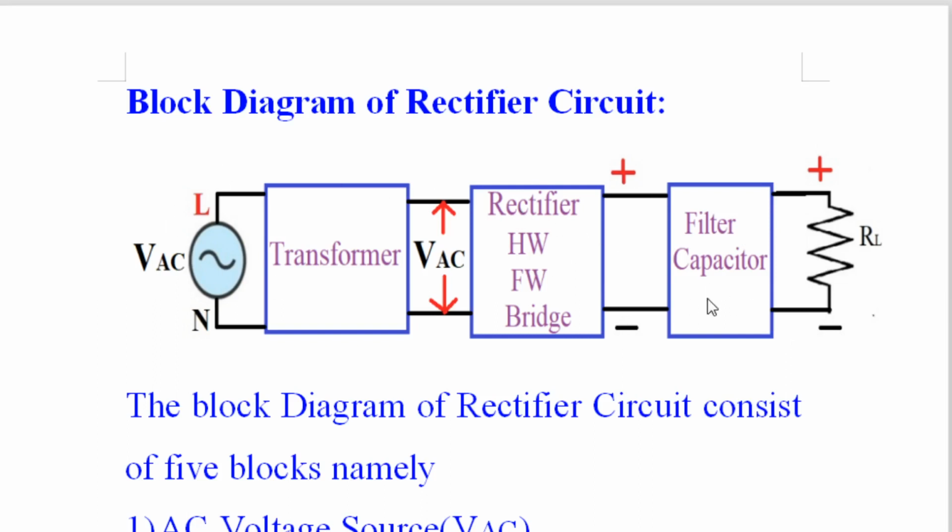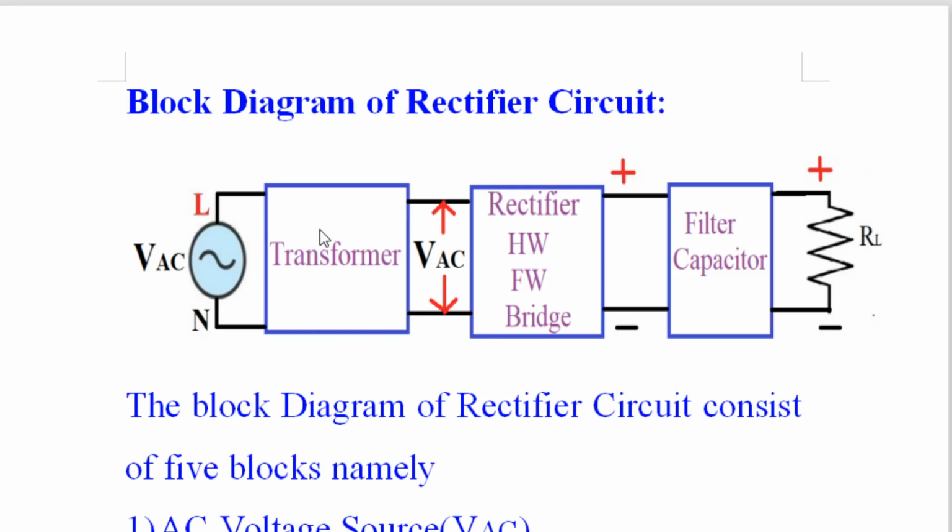So look at the block diagram of this rectifier circuit. So this is the block diagram of rectifier circuit. In this block diagram, the input is your AC voltage source, VAC. And all of you know that the AC voltage has two terminals, namely live and neutral. So this AC input voltage, in India it is 230 volt AC, is applied to the transformer.